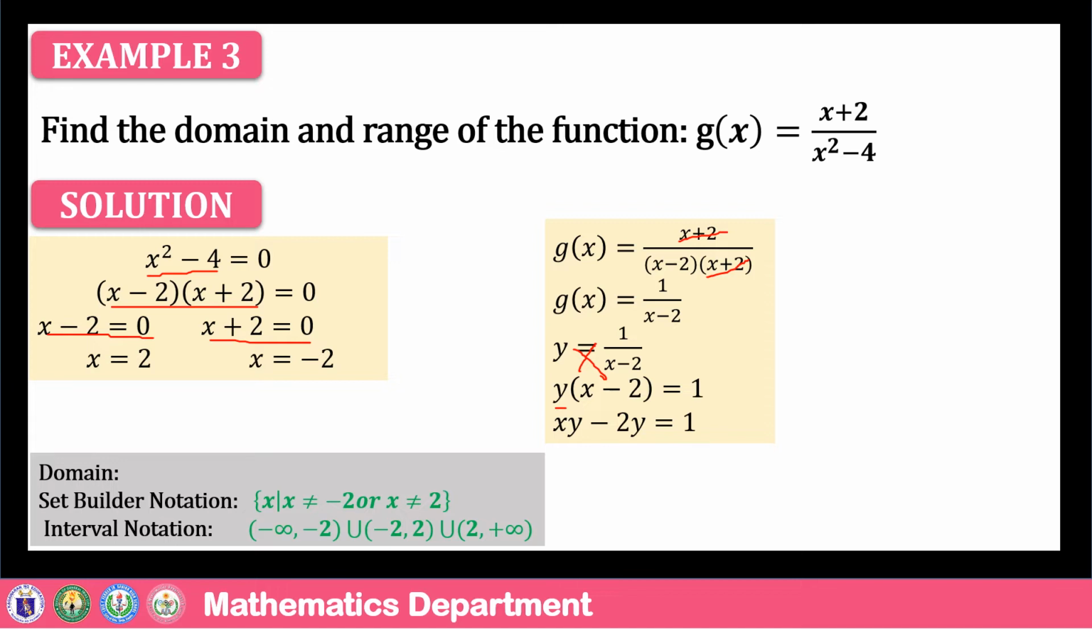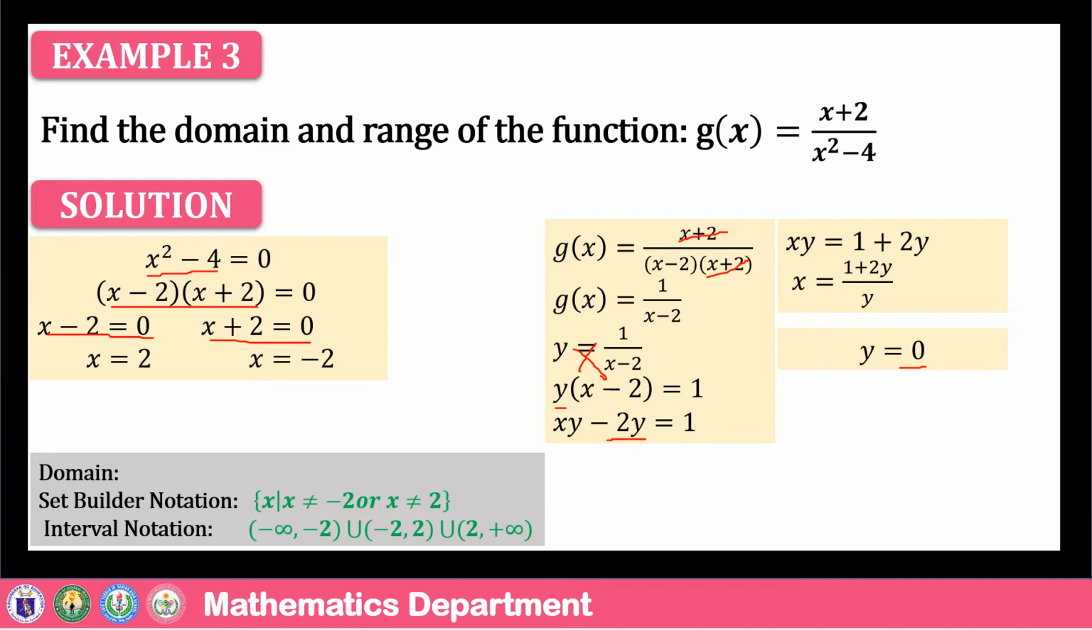Ang target natin ulit ay maiiwan natin yung variable x dito sa left side ng ating equation. So we'll have here xy is equal to 1 plus 2y. So inilipat natin yung minus 2y sa kabilang side. Pagkatapos niyan, ay i-divide lang natin siya by y. We'll have here x is equal to 1 plus 2y over y. And then, same step kanina, we equate our denominator with 0. So as a result, we have here y is equal to 0. So ito yung magiging restricted value natin para sa y.